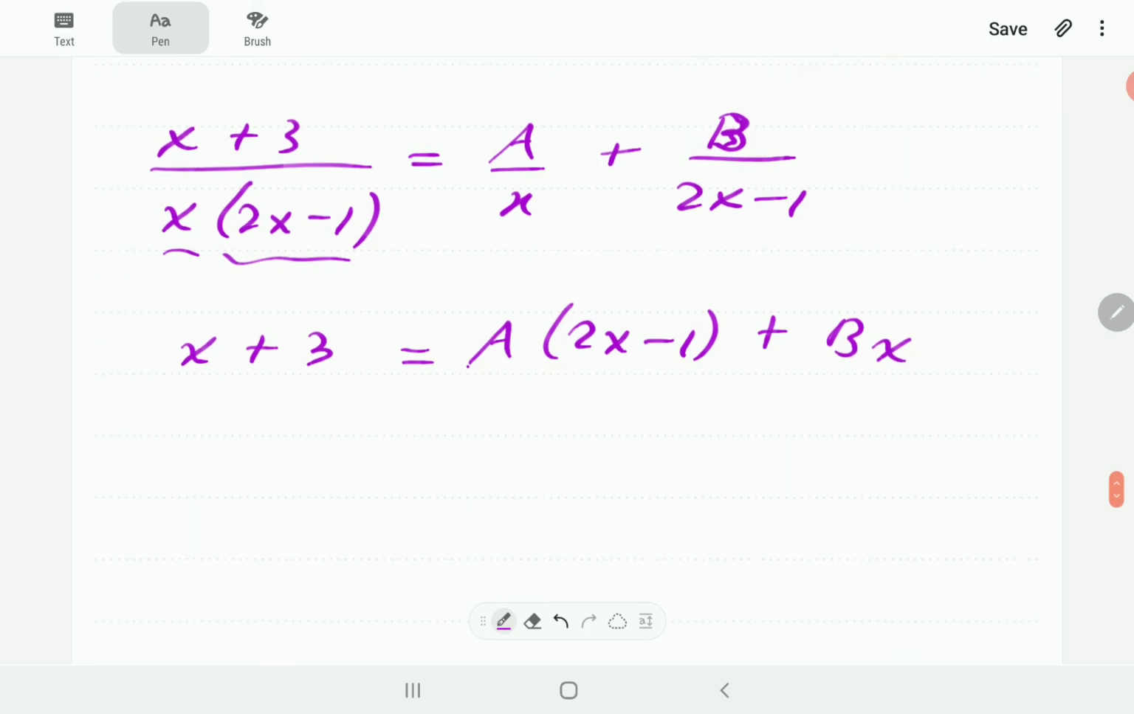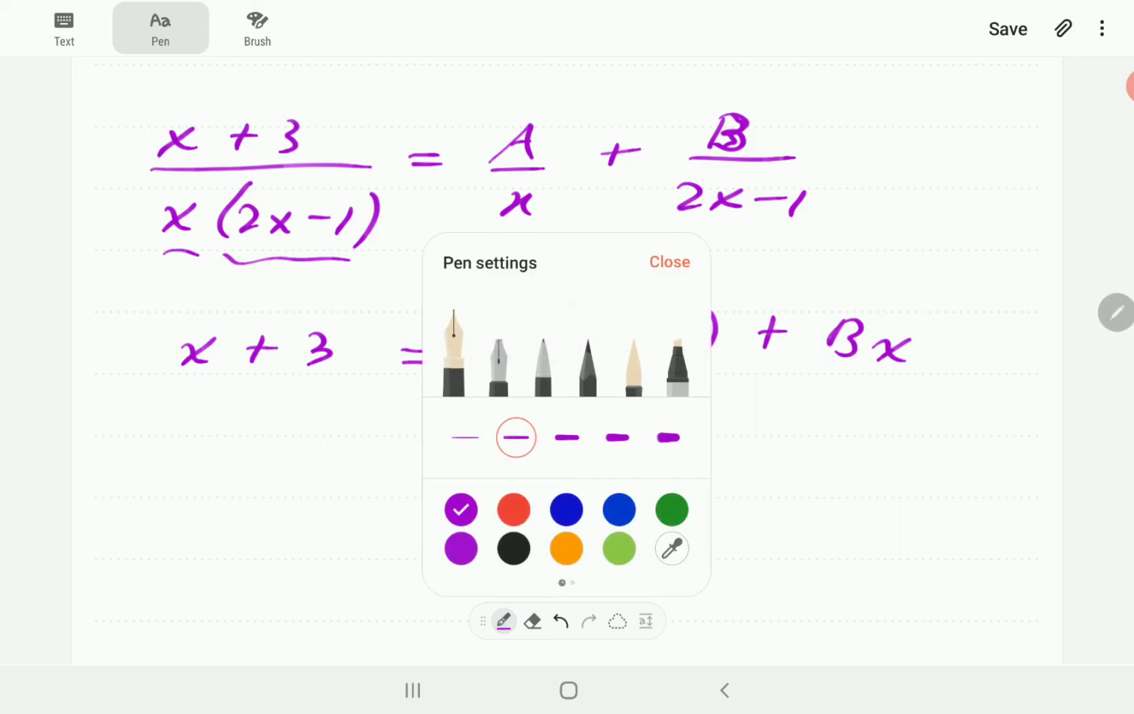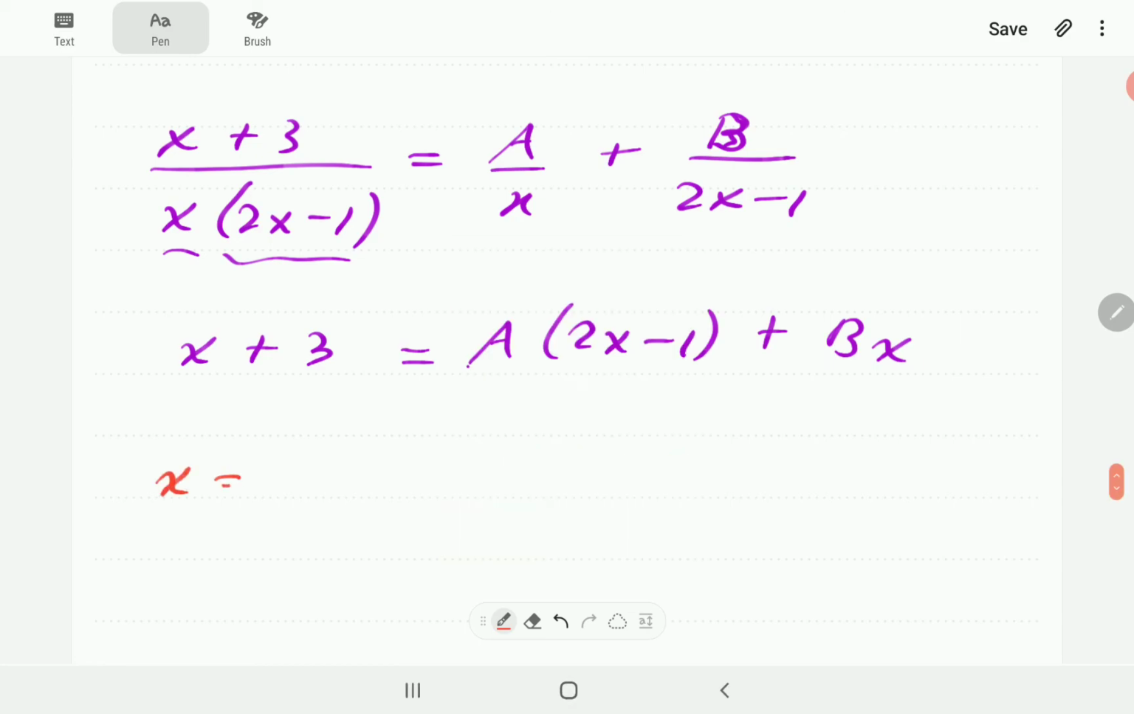Then we are going to do two values. We're going to use the roots of this denominator here. The root corresponding to this factor is 0. The root corresponding to this factor is going to be 1/2. We just take each of these and equate them to 0 and solve. So we're going to plug in x equals 0 first.